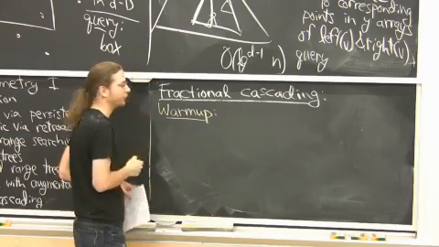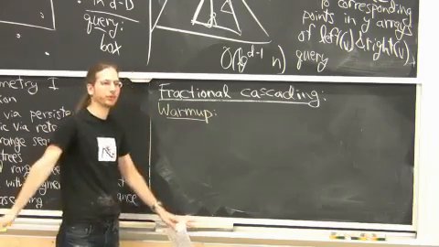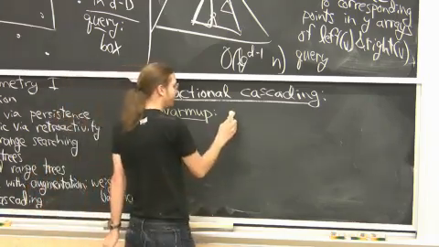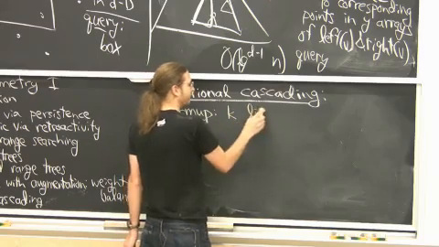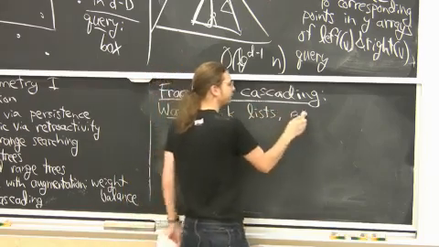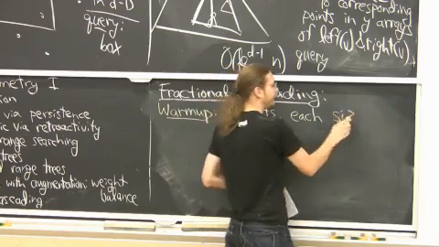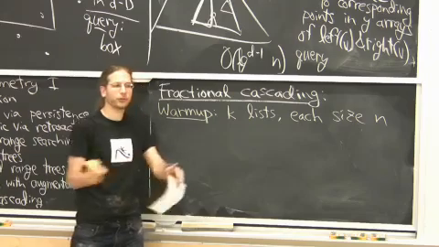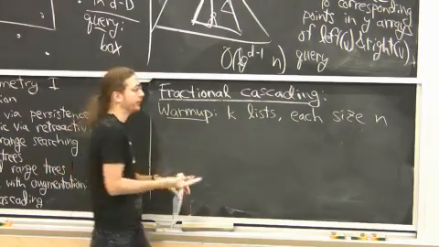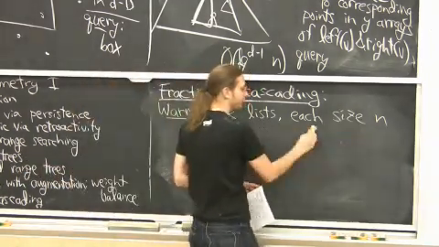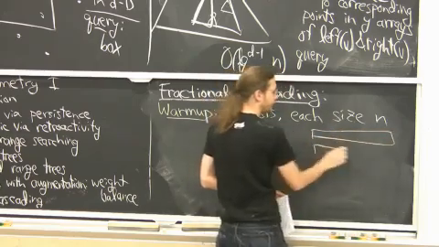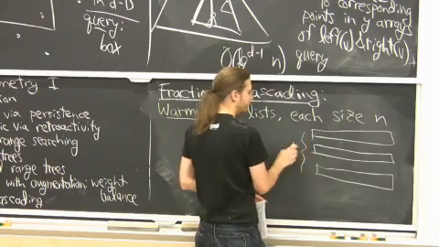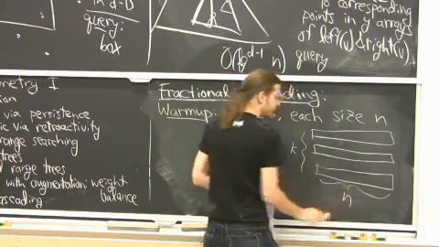The simple version of the problem is not geometry per se. It's kind of 1.5 dimensions, if you will. Suppose I have k lists, and each has size n. They're sorted lists. So we have n items that come from an ordered universe. Here's list 1, here's list 2, here's list 3. It's k of them, each of them has n items.